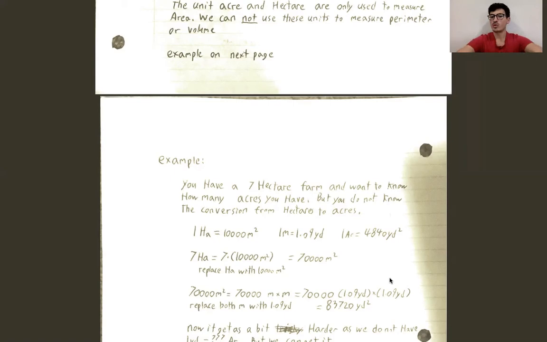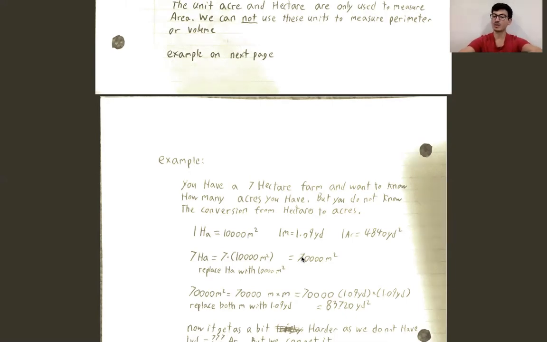So we can't just go straight from hectare to acre because we don't have that conversion, but we can go from hectare to meter squared, from meter squared to yard squared, and then from yard squared to acre. So let's do this. It's going to be a bit of a longer problem, but I think we can do it. So we have 7 hectares, but we know that 1 hectare is 10,000 meters squared. So we're going to replace the hectare, HA, with 10,000 meters squared. So this is going to give us 70,000 meters squared.